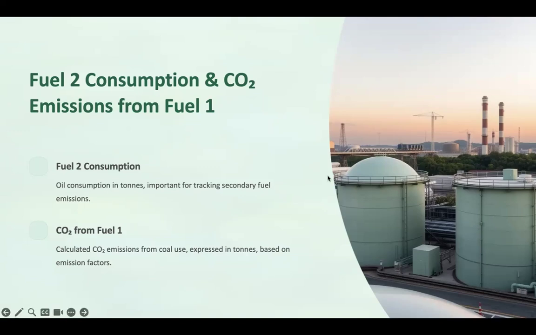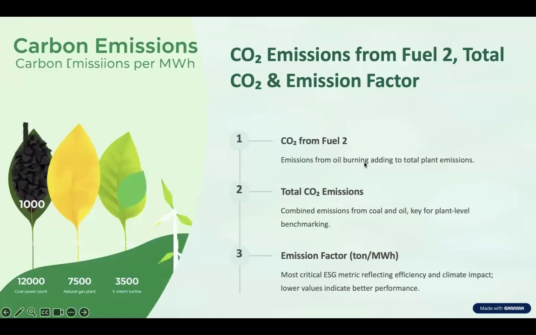Which number? The total emission, right? Total emission or emission factor tons we will be talking about whenever we talk about such numbers. So for a coal-fired plant, for example, I have put an example here, which is generating 12,000. A natural gas plant has 7,500, and if you are using a 5 variant turbine, which is greener in nature.